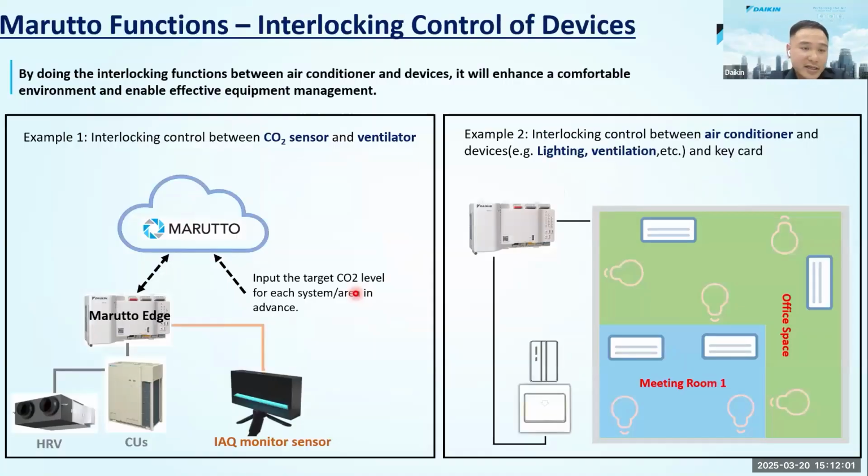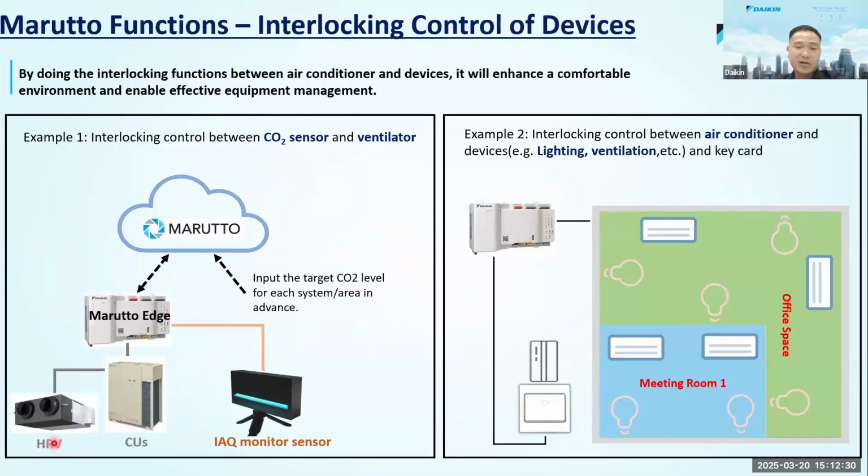So the next slide is a function of the Maroto, which is the interlocking function. Our cloud-based centralized controller is able to connect with other devices, and these devices are able to perform the interlocking function with the air conditioning. For example, example 1 is the CO2 sensors connected to the HRV. HRV refers to the heat recovery ventilator. It can be a pre-cool fresh air unit or maybe a fresh air fan as well.